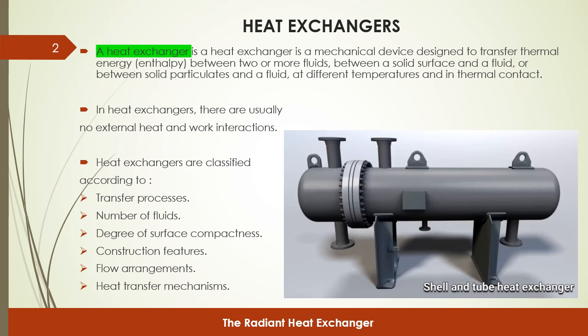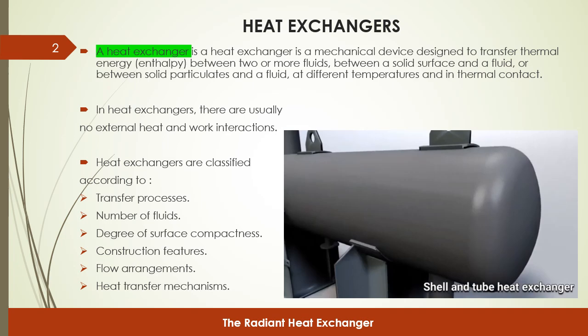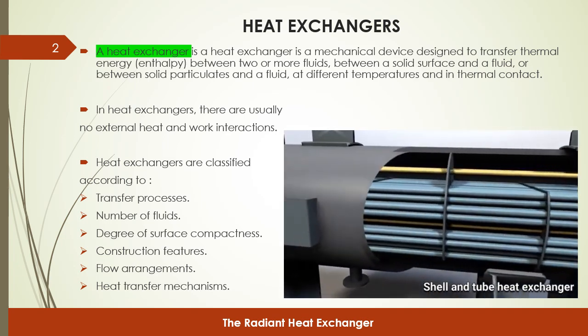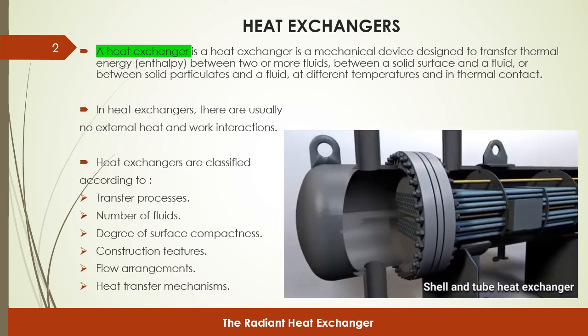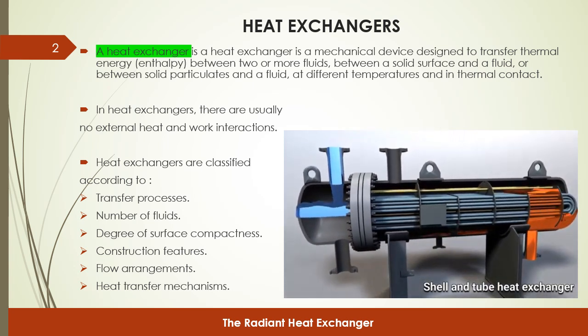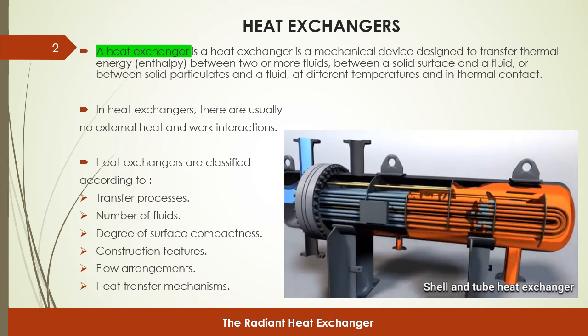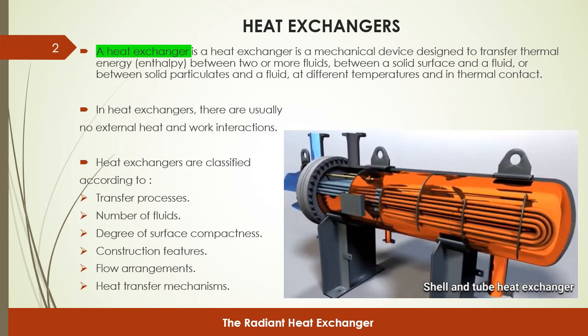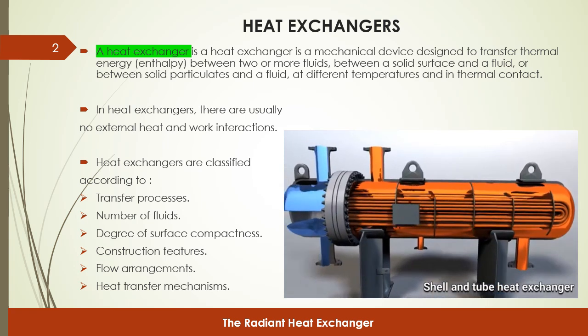They are classified according to the number of fluids involved in the process, the degree of surface compactness, their construction features, flow arrangement, and heat transfer mechanisms. In relation to the construction features, we have various types of heat exchangers. As you can see from the figure here, this is a shell and tube heat exchanger. Looking at how it is constructed, it's like a tube with some shell covering it. That's why it is named shell and tube heat exchanger. We also have plate heat exchangers. They are constructed in a plate-like form. So that's the classifications of heat exchangers generally.